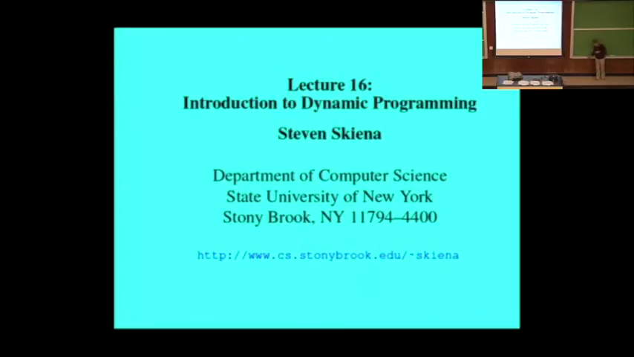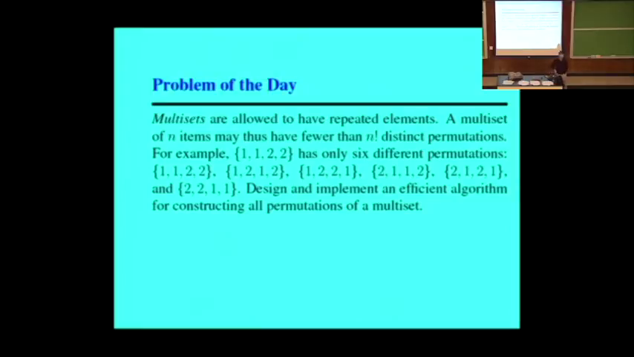Okay, good. So what I'd like to do is, the problem of the day is a backtracking problem. And I want us to think about this one just to get more insight into things. It says that multisets are sets that are allowed to have repeated elements, okay? And a multiset of n items might have fewer distinct permutations, okay?